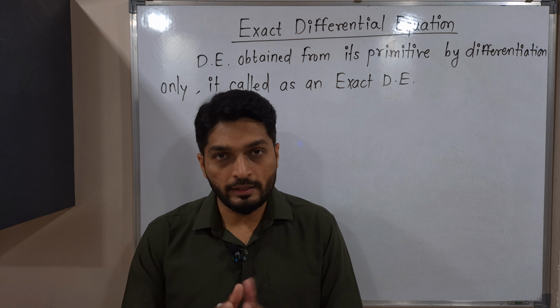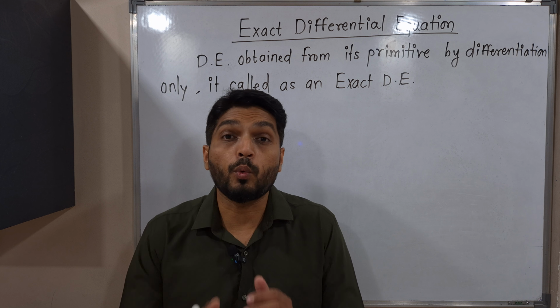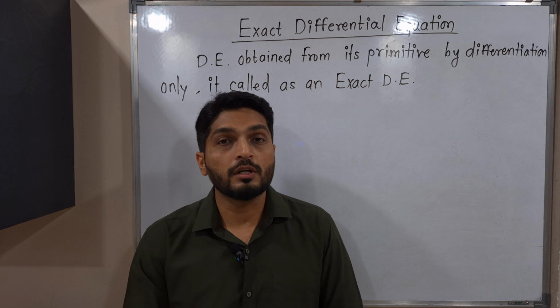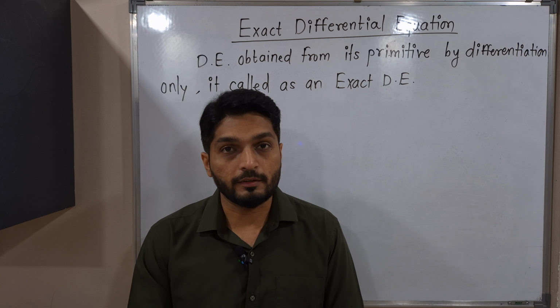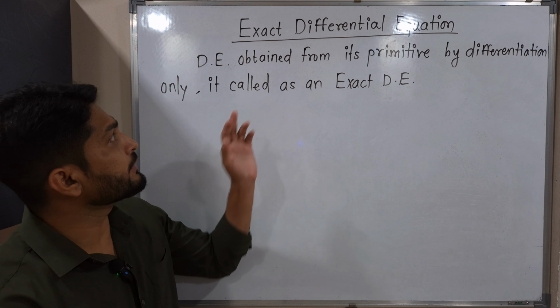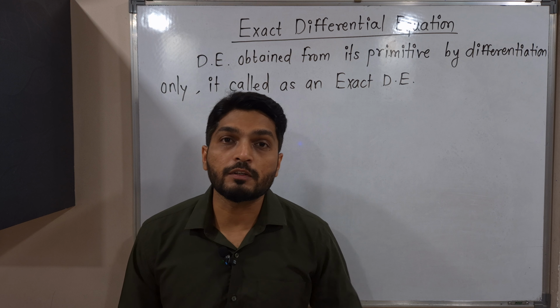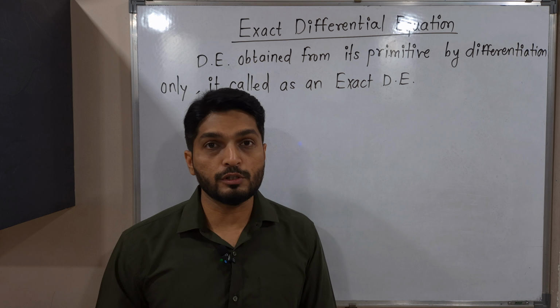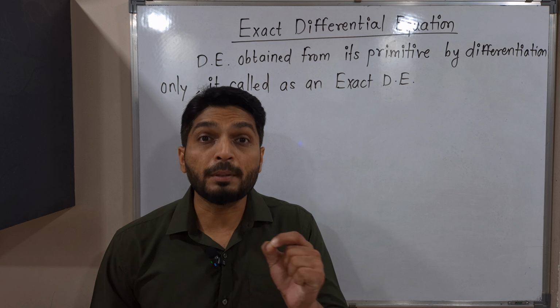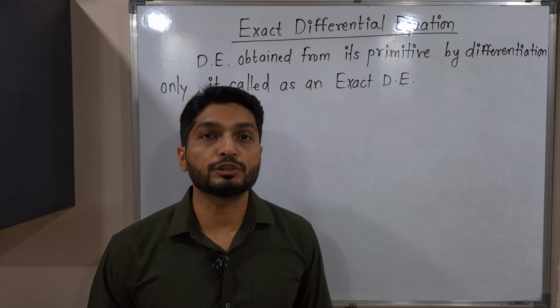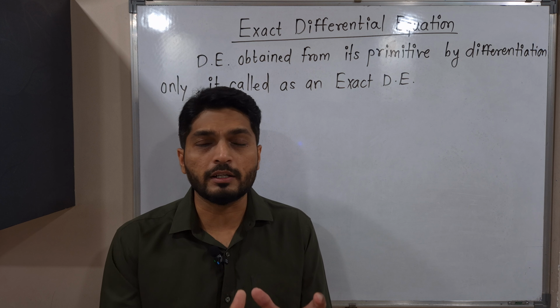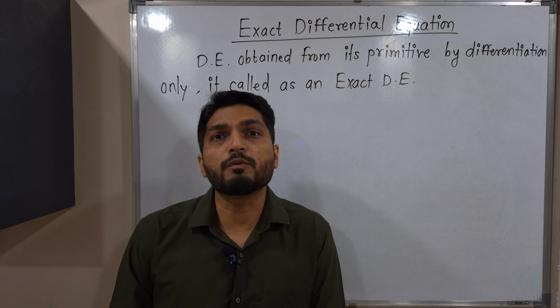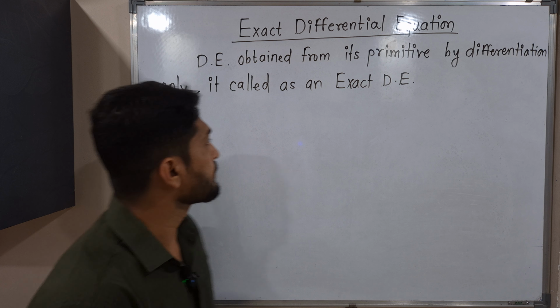In this first video, we are going to discuss what is an exact differential equation and how to identify it. So basically the definition is: an exact differential equation is a differential equation which is obtained from its primitive by differentiation only. Okay, it is looking quite difficult. So let us try to understand its meaning with the help of an example.